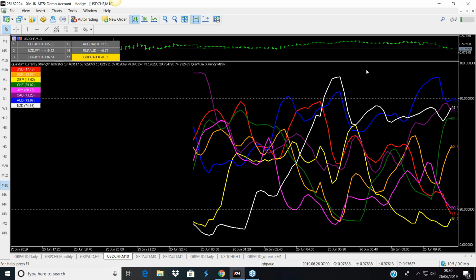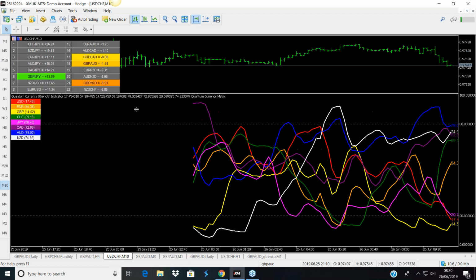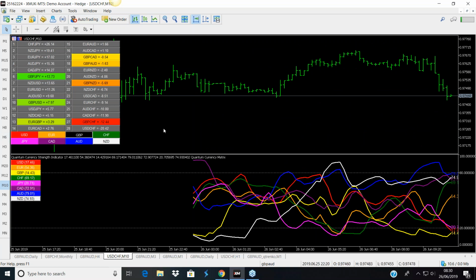But currencies and currency pairs can stay overbought and oversold, as I've always said, a lot longer than you and I can stay solvent. Anyway, I think we're going to stop there.